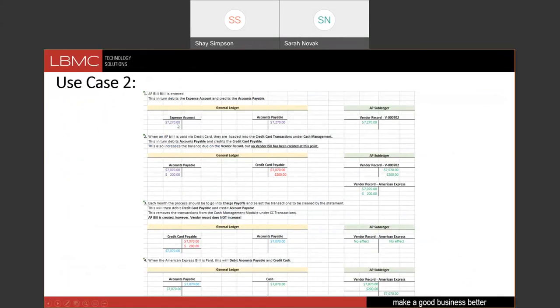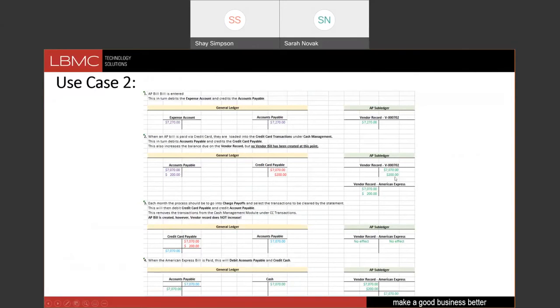So when that AP bill was entered, it debited the expense for $7,270 and credited accounts payable. This was the amount due to vendor 702. Then when they paid the bill, they paid it in 2 different transactions. They ran the credit card first for $7,070, loaded in a credit card transaction so it debited accounts payable, credited that credit card payable, and then again for the $200, okay?